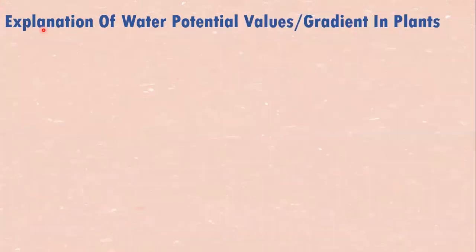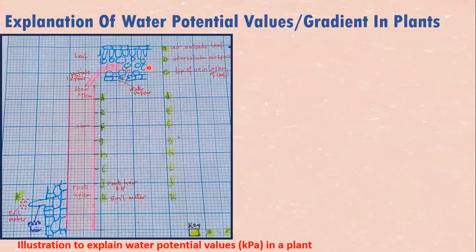Now we want to look at the water potential values in the plant during transport of water. So we have drawn here a section of a leaf and put, this is the veinlet, this is the petiole, which is also a xylem, and we have xylem of the stem, xylem of the root, and you go and get into the root hair and the soil water.